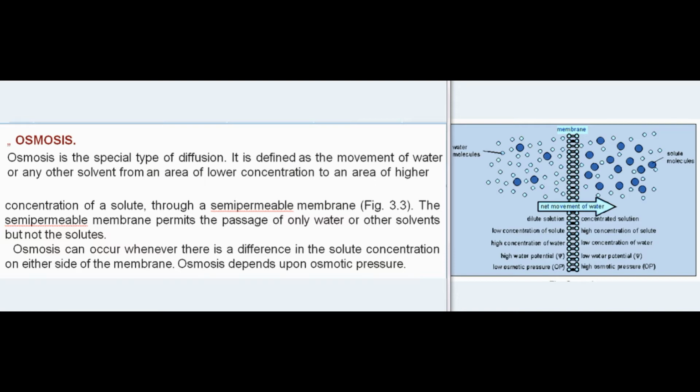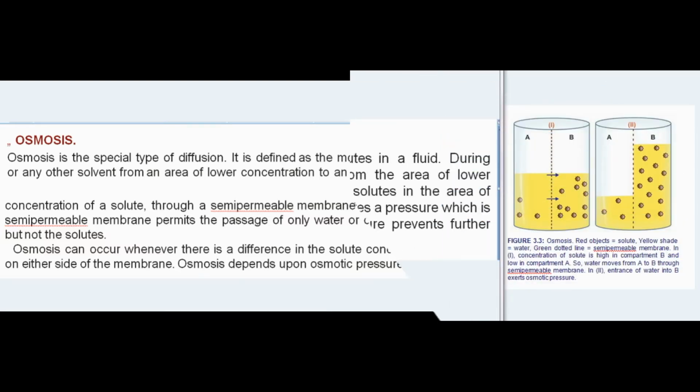Osmosis is defined as the movement of water or any other solvent from an area of lower concentration to an area of higher concentration of a solute, through a semi-permeable membrane, Fig. 3.3. The semi-permeable membrane permits the passage of only water or other solvents but not the solutes. Osmosis can occur whenever there is a difference in the solute concentration on either side of the membrane.